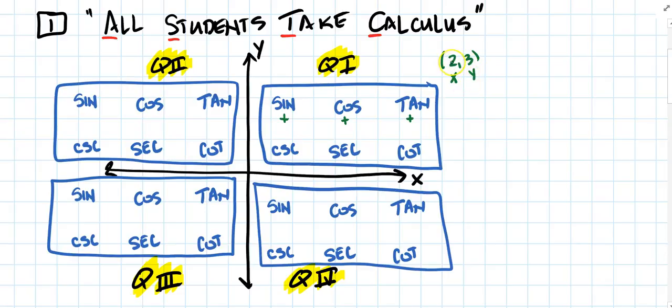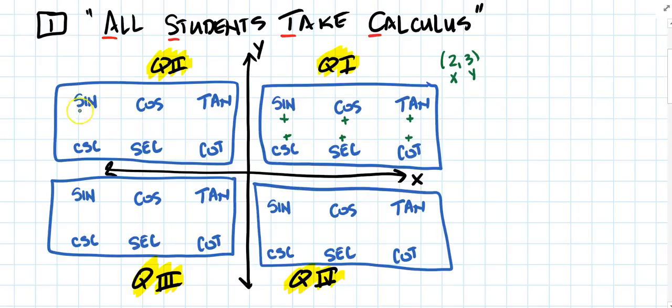So both x and y are positive, which means that cosine and sine are going to be positive. And since tangent is just the quotient of sine and cosine, that's going to be positive too. So all of the other functions in trig are going to be positive as well. In quadrant 1, A stands for every single trig function is positive. S stands for students, and all students take calculus.